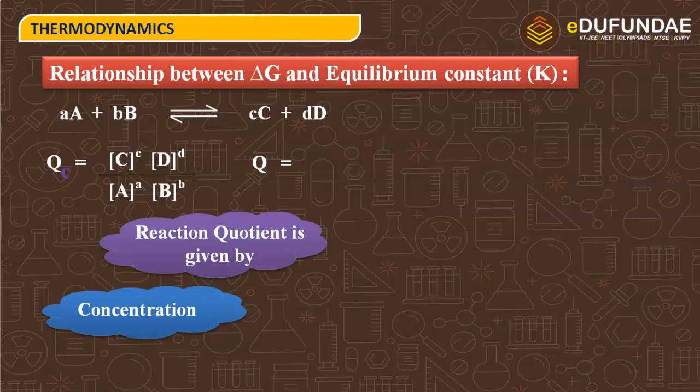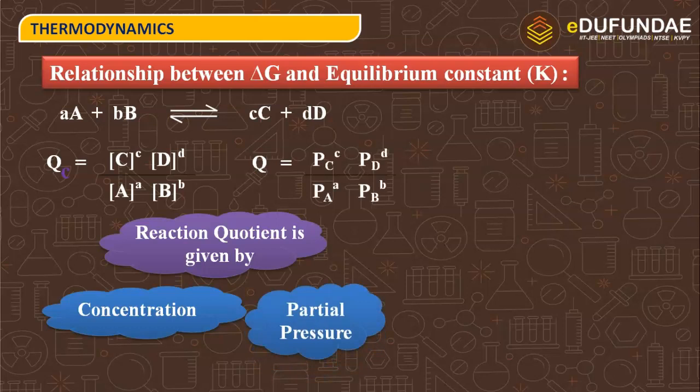Now let us see the reaction quotient in terms of partial pressure. So Qp is equal to Pc to the power c, Pd to the power d, divided by Pa to the power a and Pb to the power b. What is Pc? It is the partial pressure of C, and similarly Pd, Pa and Pb are the partial pressures of D, A and B respectively.